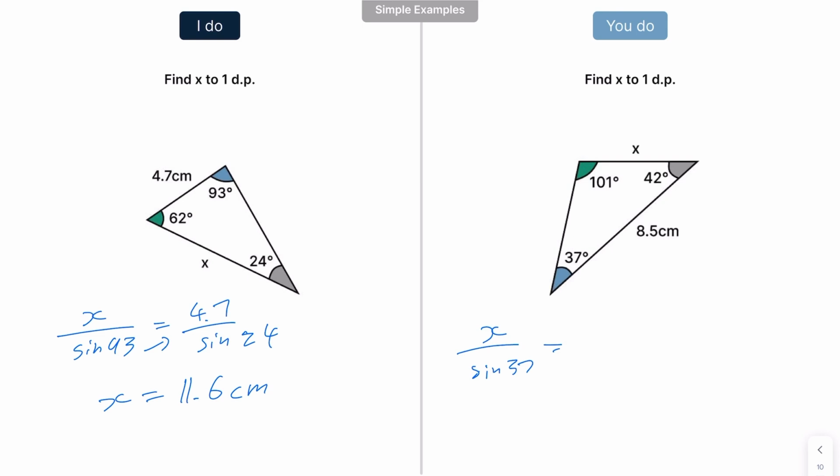Do we have another side and an angle that are opposite each other? Yes, we do. And you'll see why I keep saying this in a second. So x then becomes 5.2 centimeters.